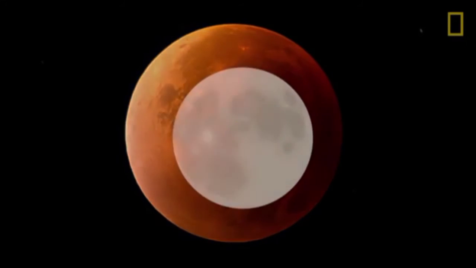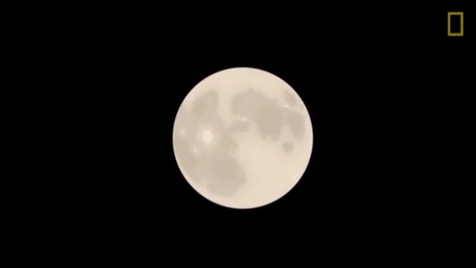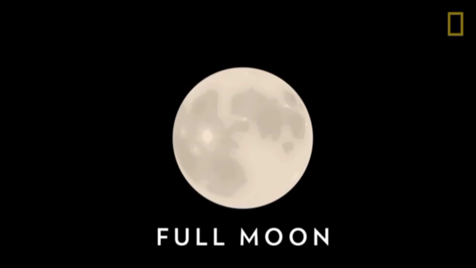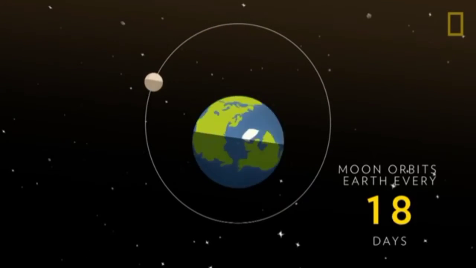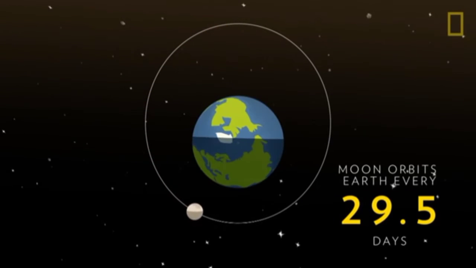Now you might be wondering, if the moon orbits Earth every 29.5 days and lunar eclipse only occur at full moon, then why don't we have an eclipse once a month during a full moon? I am glad you asked.